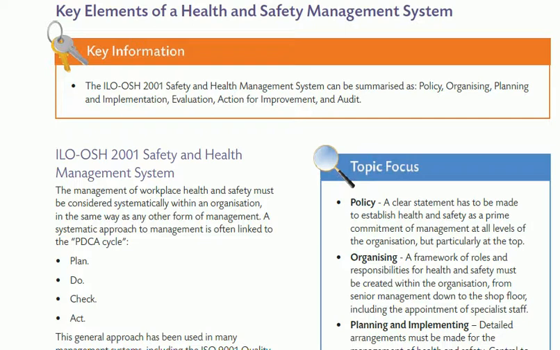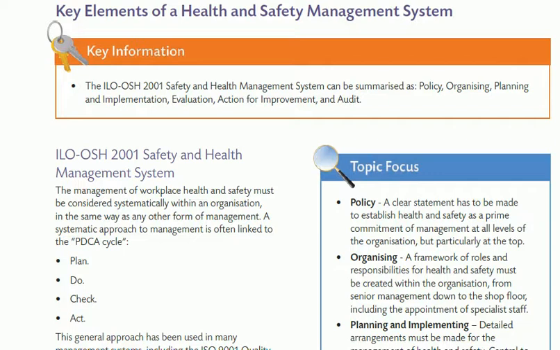A systematic approach to management is often linked to the PDCA cycle. What it means is the management of health and safety should be considered the same way an organization considers other areas of management in an organization. It means health and safety should also be included. It shouldn't be left out. It should be treated systematically in the same way as other forms of management. Do you understand? It says the management approach is often linked to the PDCA cycle, which is the Plan, Do, Check, Act.